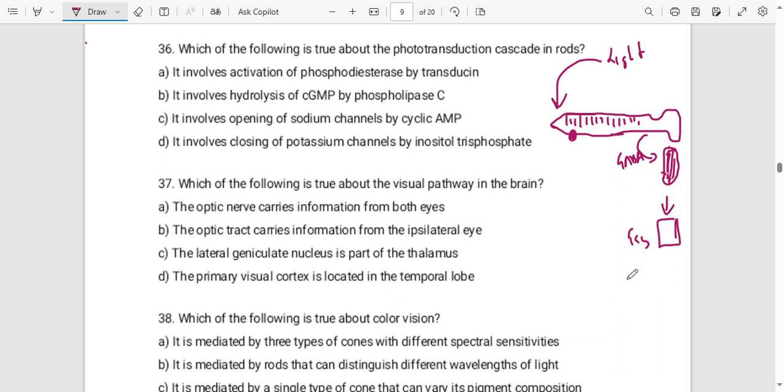Okay. But then remember, we said that there is closure of the sodium channels. But how does the closure of the sodium channels happen? So what happens is that when light hits the outer segment of the cones.